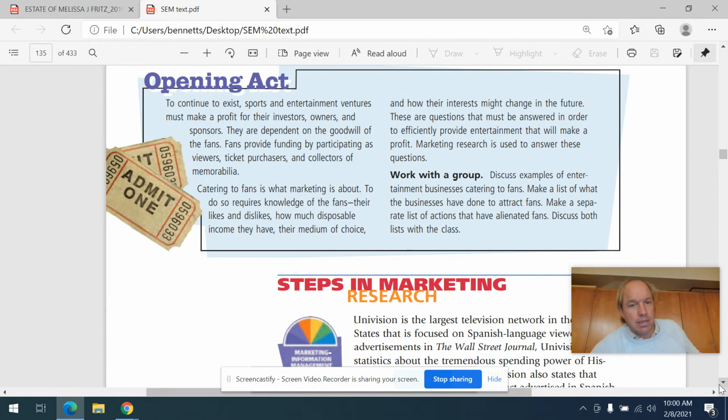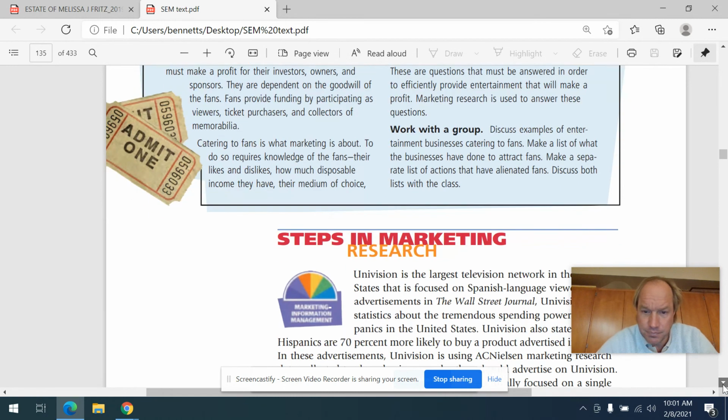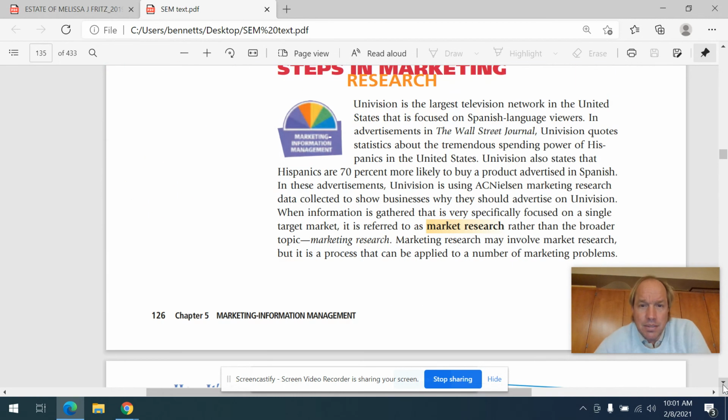To do so requires knowledge of the fans, their likes and dislikes, how much disposable income they have, their medium of choice, and how their interests might change in the future. These are questions that must be answered in order to efficiently provide entertainment that will make a profit. Marketing research is used to answer these questions. Steps in marketing research. Univision is the largest television network in the United States that is focused on Spanish language viewers.